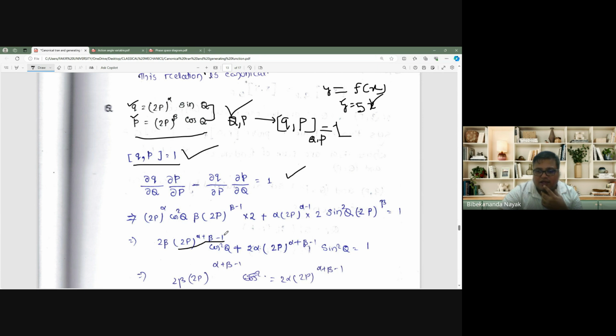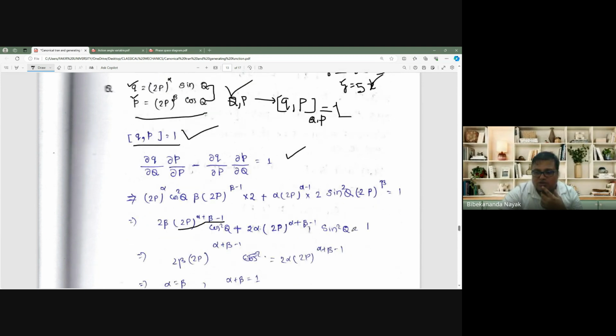Okay. Again 2 here, 2 beta, and this term has 2 alpha. So 2 you can take common, 2 beta, 2 alpha. This sin square is 1. That means 2 beta cos square Q, and 2 alpha 2P to the power alpha minus 1 sin square Q.